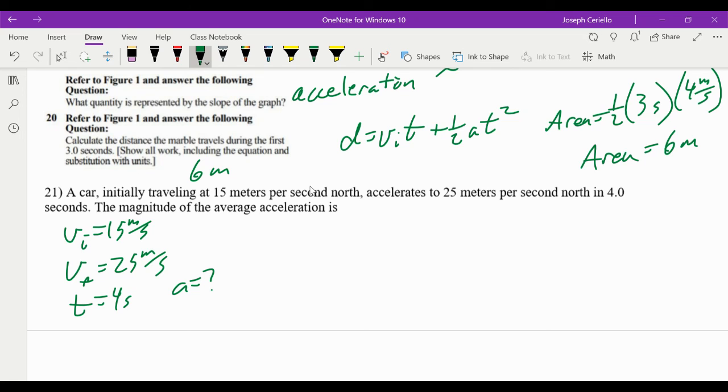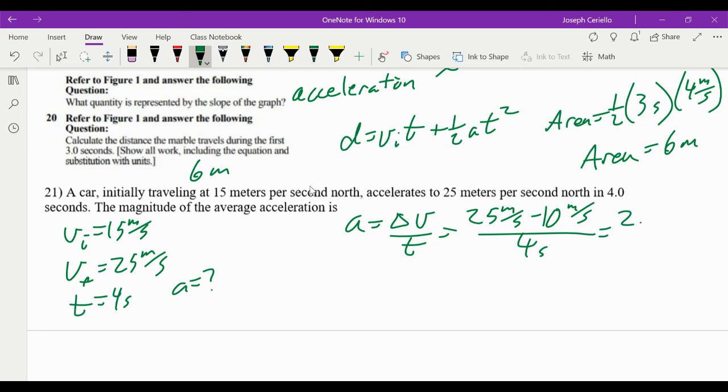Since A is the one we're looking for, we'll use the equation that isolates A: A equals delta V over T. Delta V is final velocity minus initial velocity. So 25 meters per second minus 10 meters per second, all over 4 seconds. And you get 2.5 meters per second squared.